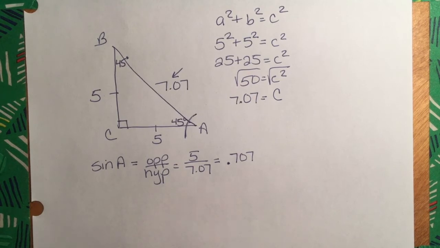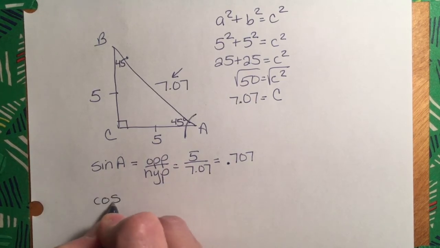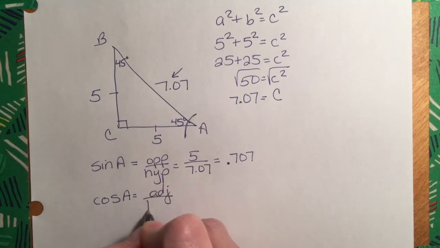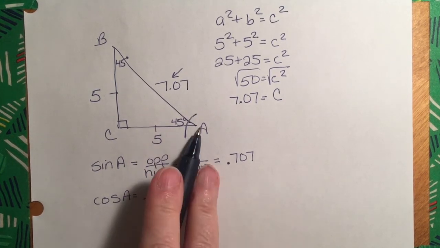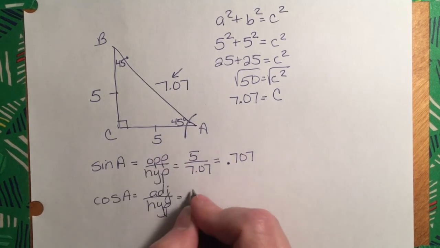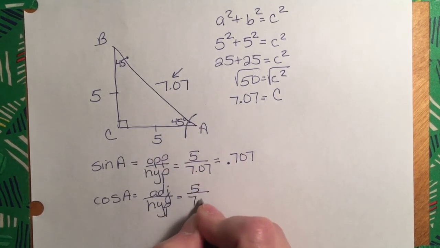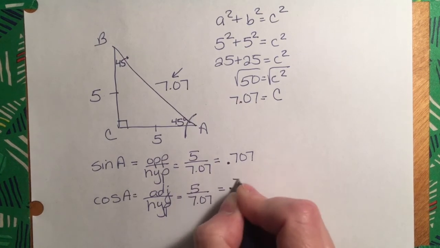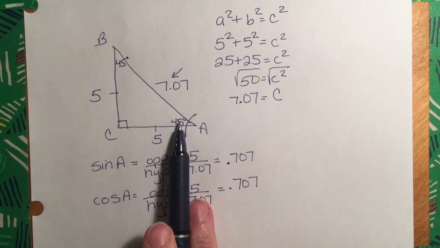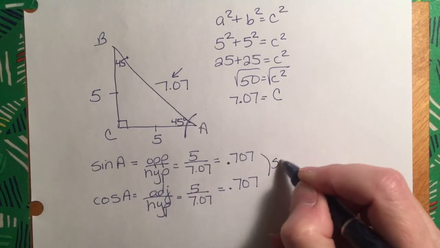Okay. What's the cosine of A? That's going to be the adjacent divided by the hypotenuse. Well, the side that's adjacent to A also has a length of 5. The hypotenuse is the same. So look at that. When we have a 45-degree angle, look at how they're the same.